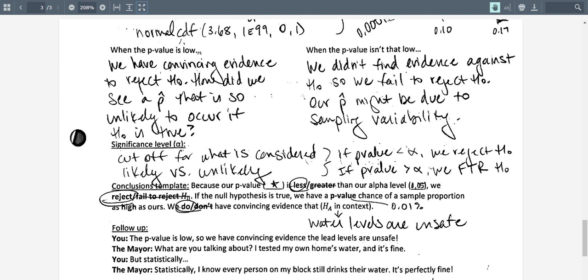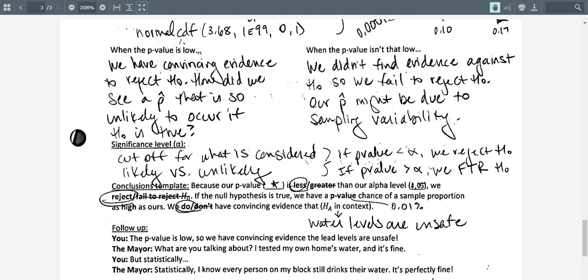So if the p-value is low, as it was, we have convincing evidence to reject the null. Because, again, being masters of statistics, how did we end up seeing a p-hat so far from the truth when the null is what they say it is, at 10%? If we had not had such a low p-value, then the conclusion on the right-hand side is that we didn't find the evidence, so we failed to reject. Again, not accepting, just failing to reject. Our p-hat might have just been slightly off due to sampling variability.